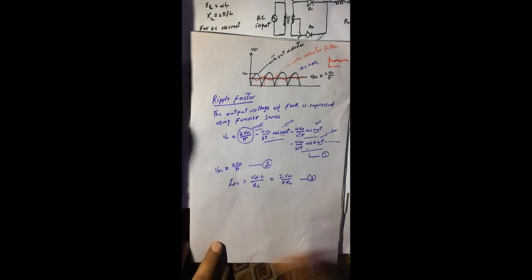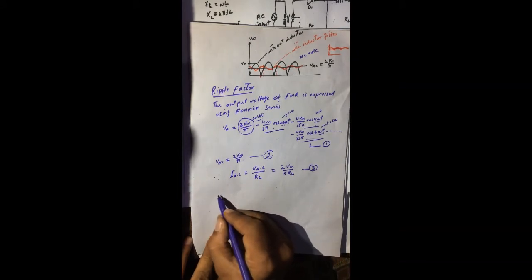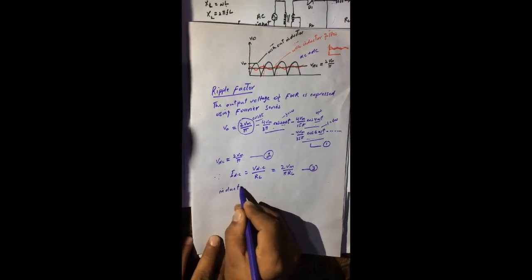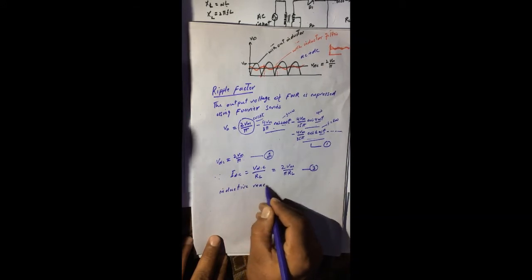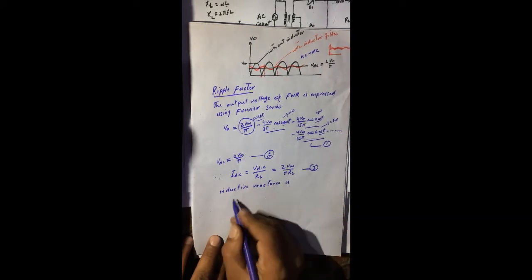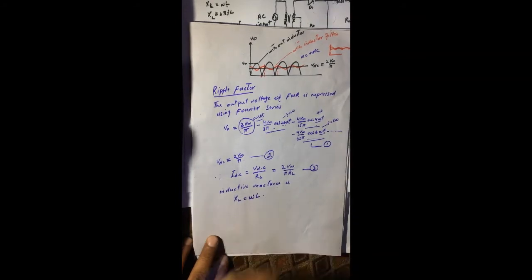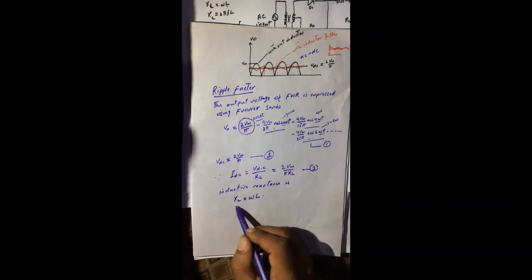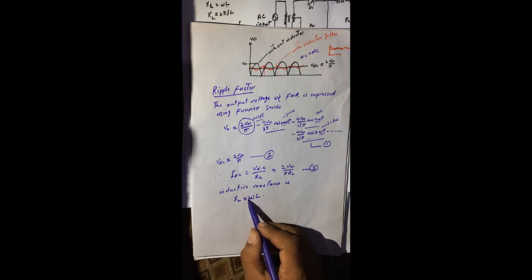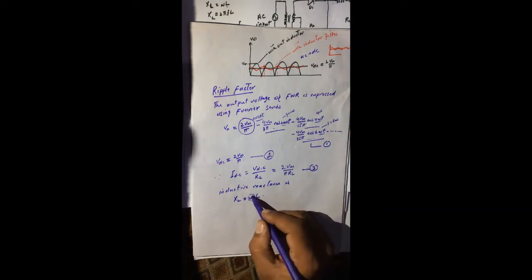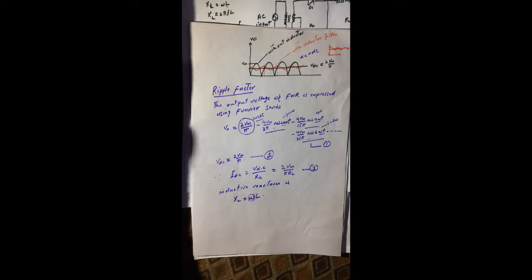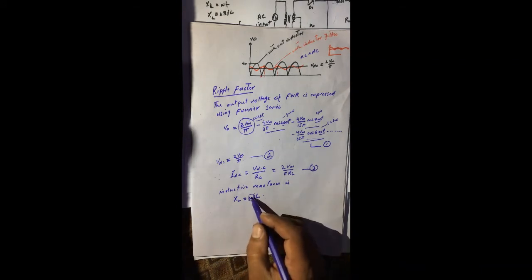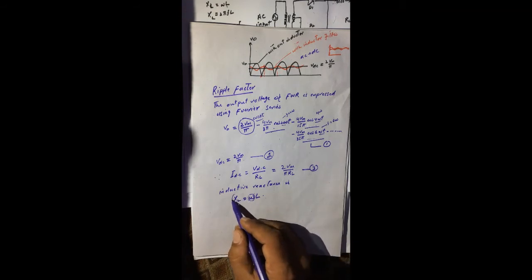Now inductive reactance is XL, which is omega L. The value of this inductive reactance increases with increase in frequency. If frequency increases, then inductive reactance will increase. What it means is that if frequency increases, then there will be a large opposition to that output AC signal.